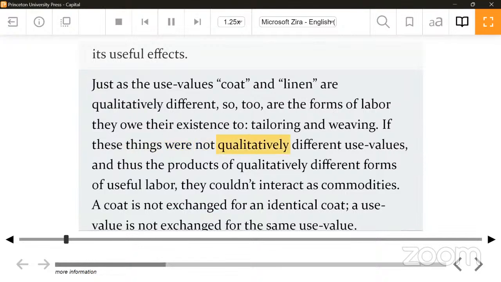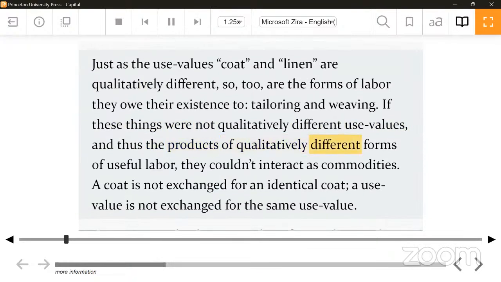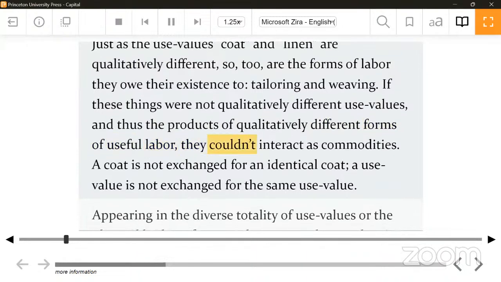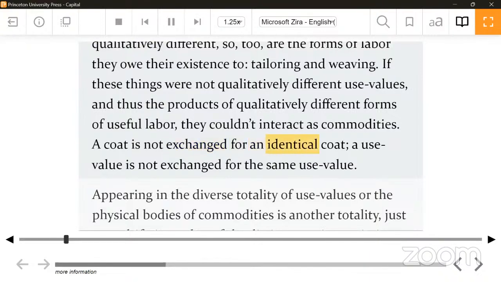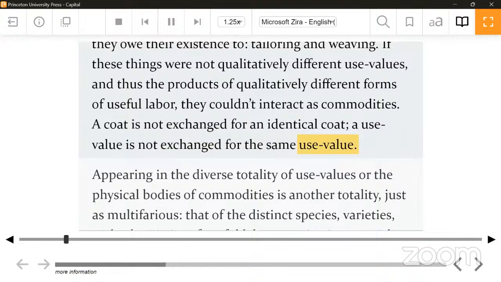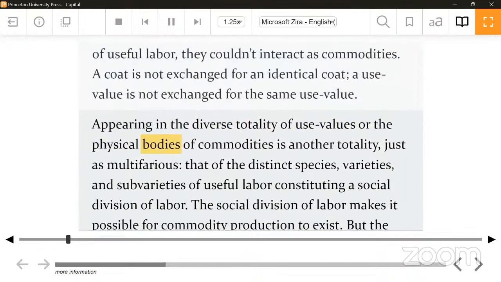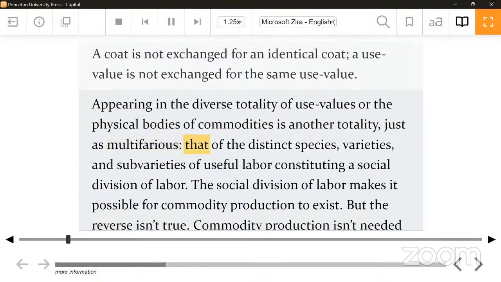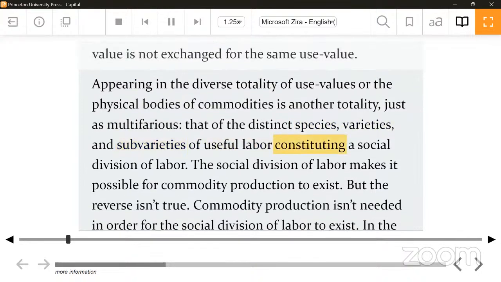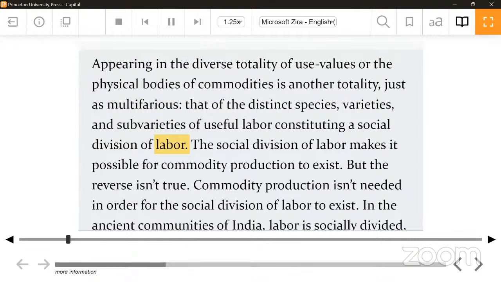If these things were not qualitatively different use values, and thus the products of qualitatively different forms of useful labor, they couldn't interact as commodities. A coat is not exchanged for an identical coat, a use value is not exchanged for the same use value. Appearing in the diverse totality of use values or the physical bodies of commodities is another totality, just as multifarious, that of the distinct species, varieties, and sub-varieties of useful labor constituting a social division of labor.